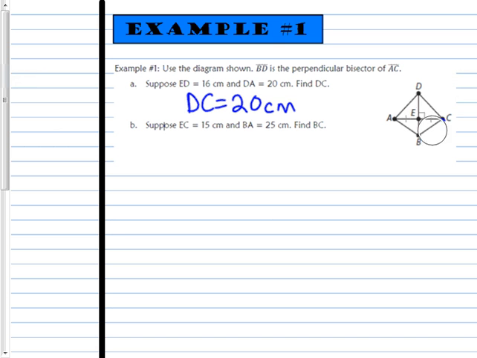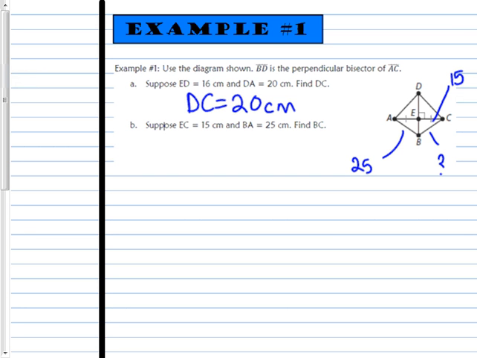Okay? So again, because this line right here is the perpendicular bisector, that means any point on that line is an equal distance from A and the same distance to C. So D to A is the same as D to C, and E to A is the same as E to C, and B to A is the same as B to C. Any point on that perpendicular bisector. That being said, I want you to try to find BC. Go ahead and pause the video. Find BC.